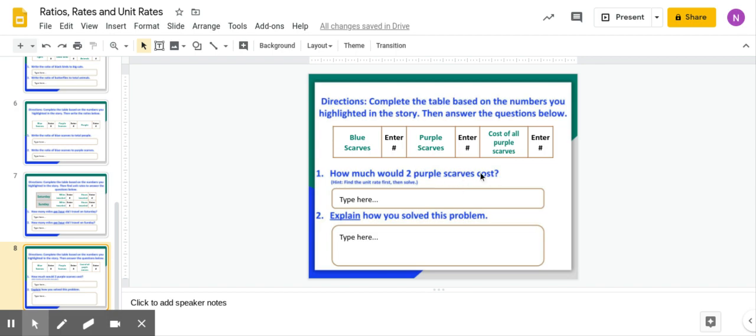All right. This table, there might be extra information here, right? It doesn't say anything in the question about blue scarves. Well, that's an extra piece of information you don't need. And question number 2 on this slide, explain how you solved this problem. So I want you to type in words how did you find the unit rate? What was the unit rate? And then how did you use that to solve for the cost of 2 purple scarves?